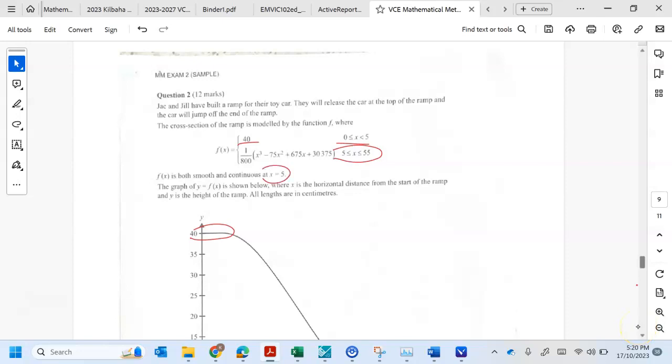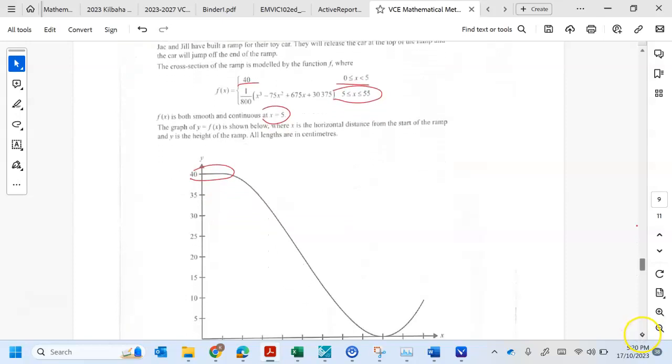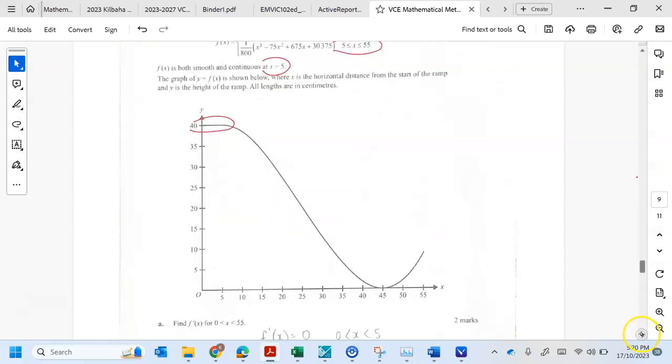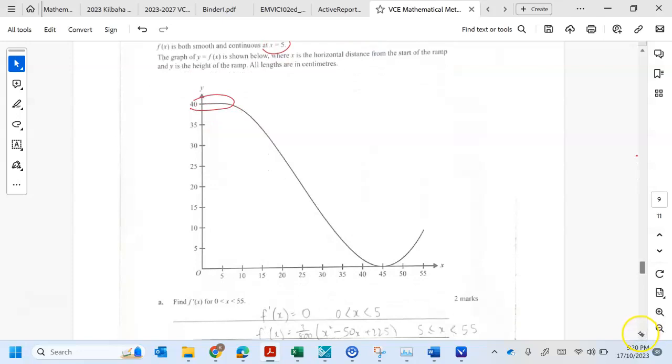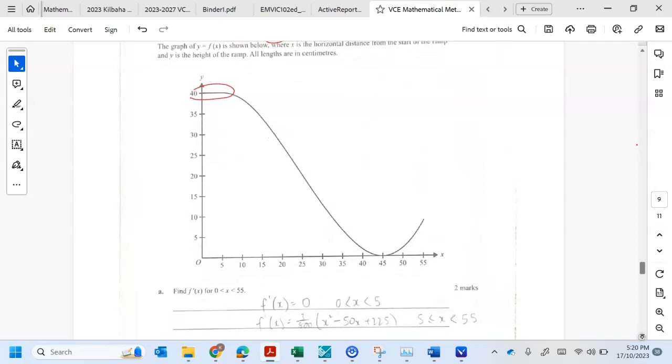So if it's continuous at that point, it means it's differentiable at that point. And I don't think I'm going to get this done in time, but we'll keep trying. All right, so there's the graph. You can see that where I've circled, it's a bit of a straight line. So just picture Jack and Jill rolling their toy car down that.